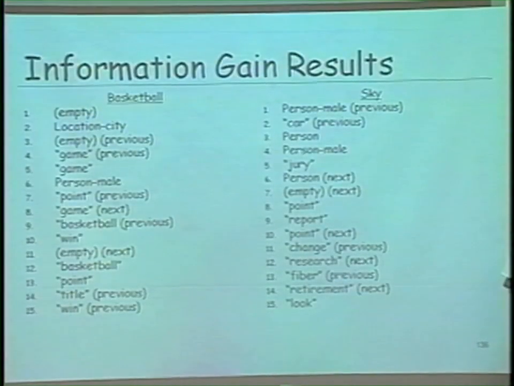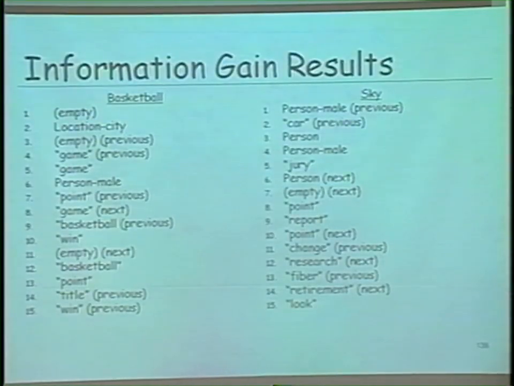Oh, I see, and what does previous mean? We use a 3-shot context when we classify. So to classify a shot, we look at the previous shot and the next shot. So game previous means that the previous shot contained a game. Yes. So you could imagine that it might be something like, now we go live to the next game, and then they cut to the next game.